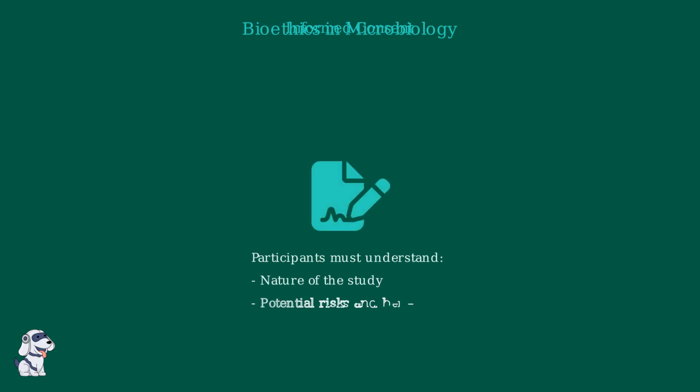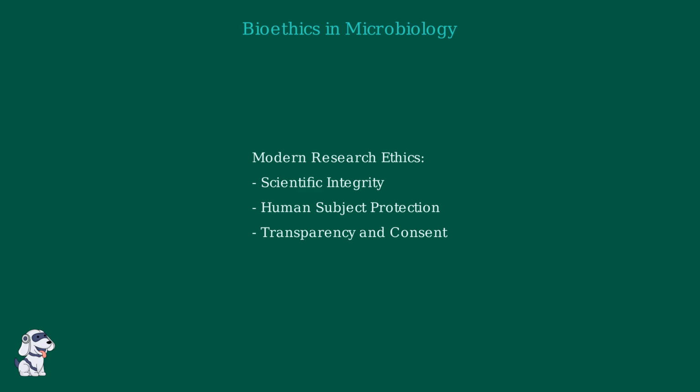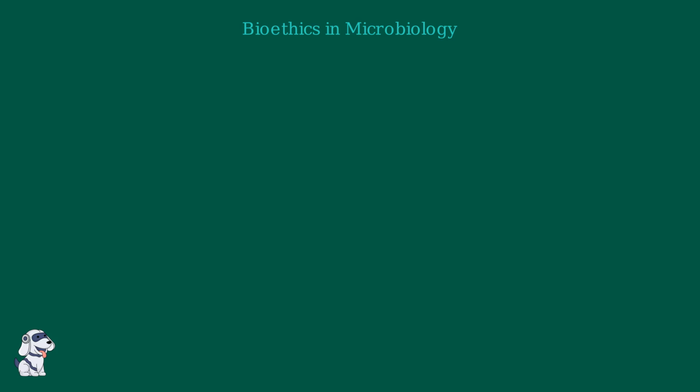A cornerstone of modern ethics is informed consent. Participants must fully understand the nature of the study, the potential risks and benefits, and their absolute right to withdraw from research at any time. Through rigorous IRB oversight and the requirement for informed consent, microbiology ensures that scientific progress never comes at the cost of human dignity. Ethical integrity is the foundation of modern scientific discovery.